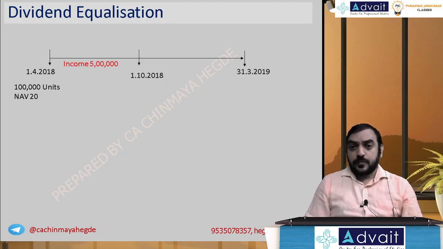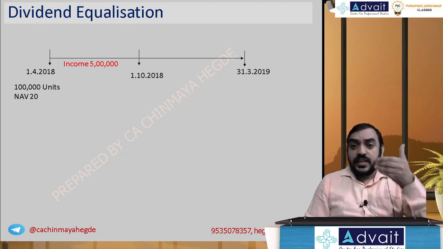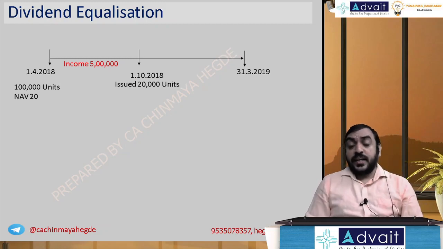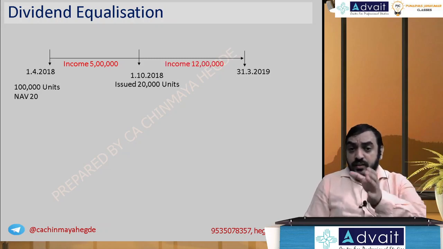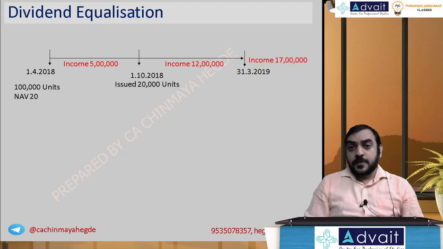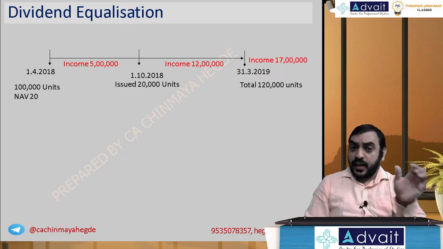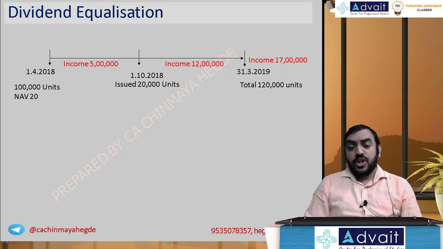During half year up to 1/10/2018, you earned income of 5 lakh. On 1/10/2018, you issued 20,000 units. In the other 6 months, after issuing 20,000 units, you earned 12 lakh. So what's the total income? 5 lakh in the first half, 12 lakh in the second half, total income 17 lakh. And how many units are there? 1 lakh at the beginning, 20,000 you have issued, total 1,20,000. Now, if I want to distribute the entire 17 lakh as dividends, can I divide 17 lakh by 1,20,000? Is it correct?